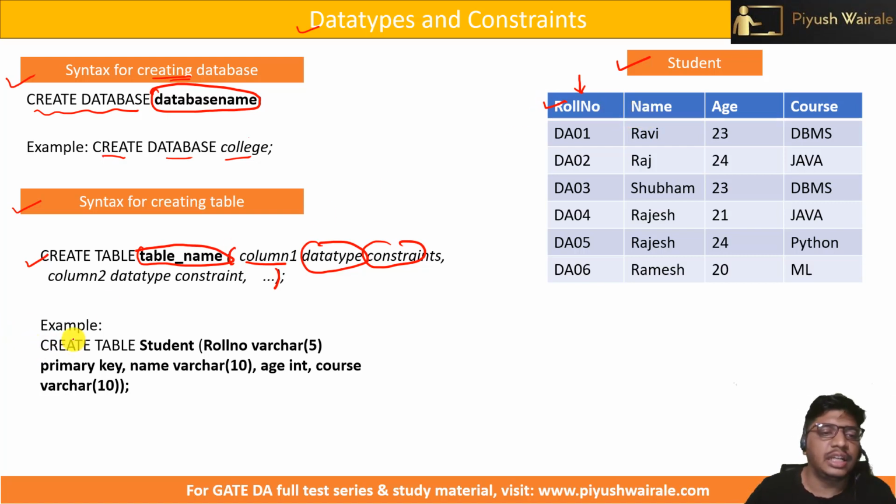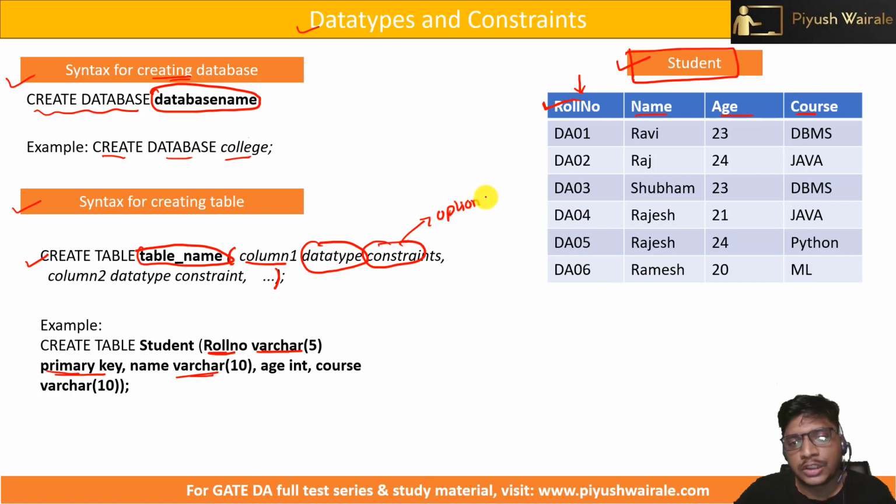For example, CREATE TABLE student. We are creating this particular table student here, and we have these column names, that is attribute names: roll number, name, age, course. Here we specify roll number is our column, the data type is varchar with size 5, which we'll discuss, and PRIMARY KEY is the constraint. Name is one more column, varchar is our data type, but here we don't have any constraint, so these constraints are optional.